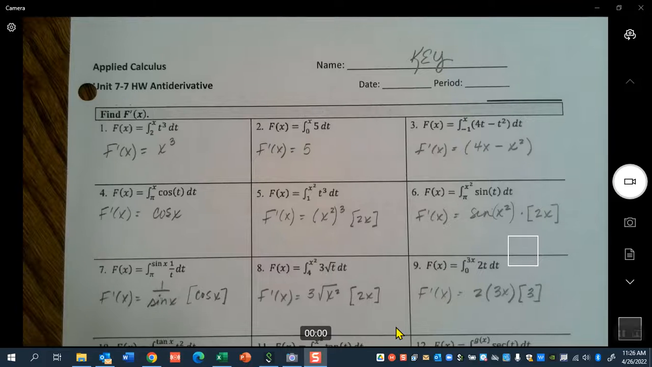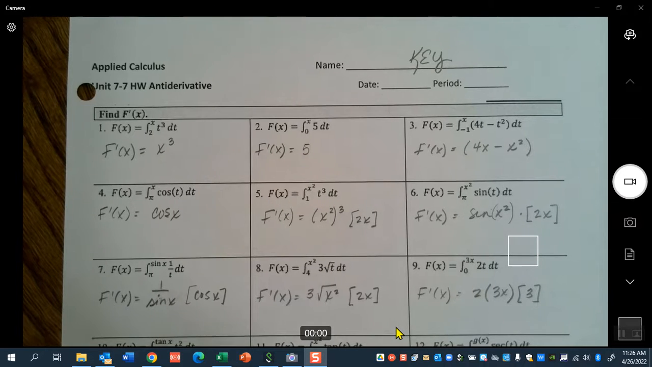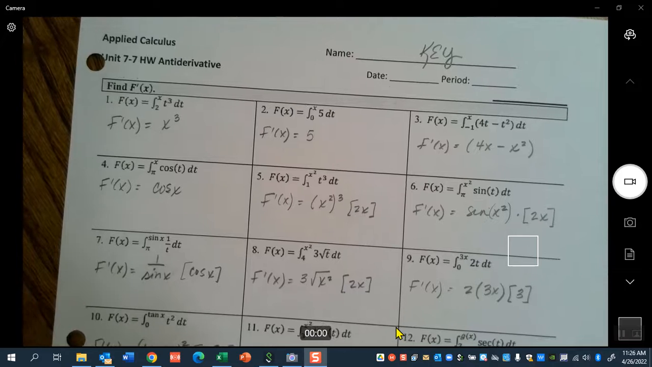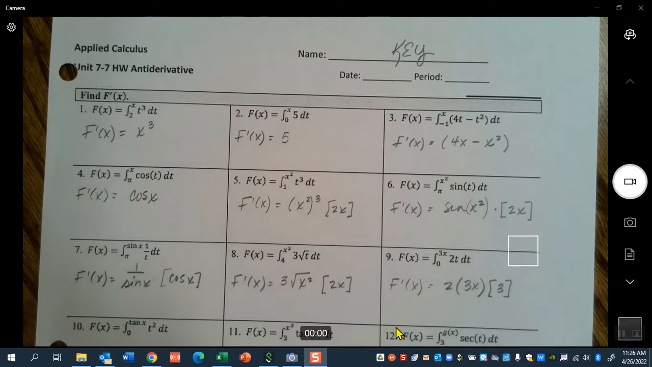Hey there, Calc Kids. So here is your homework that you had from last class. Sorry I'm not there today to go over this with you, but make sure you come back to class with questions. All right, so here it is.